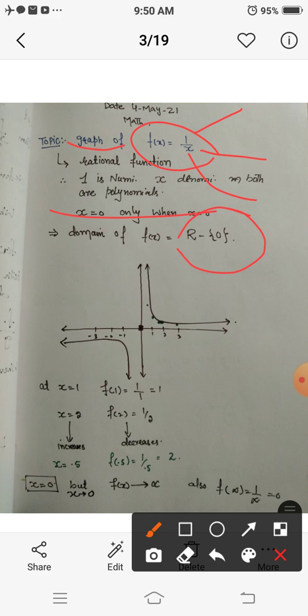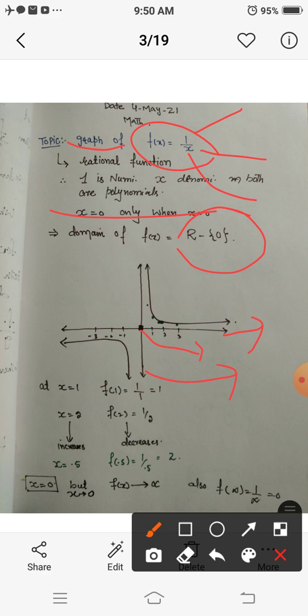Now how to draw the graph? For the graph we need two axes, one the x-axis and the second the y-axis. On the x-axis, meaning the domain axis, we have to remove the point 0. When we draw the two axes, x and y-axis, these axes intersect each other at this point. Here this small square means that we are removing it, that is, 0 is not in the domain.